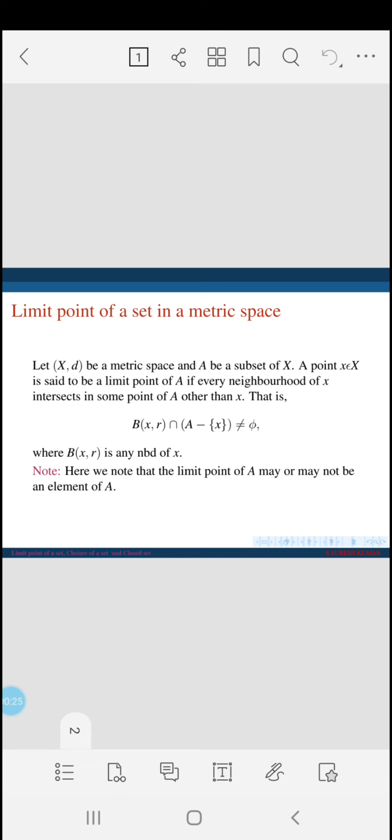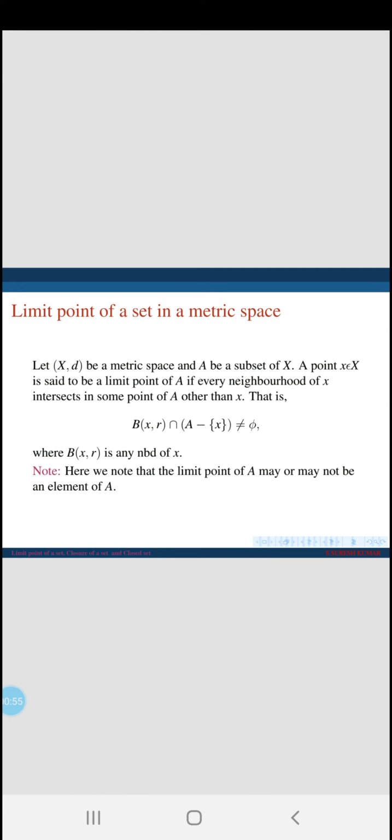Let (X, d) be a metric space. Here capital X is any non-empty set, d is the metric defined on X, and A is a subset of capital X. A point small x in capital X is said to be a limit point of A if every neighborhood of small x intersects A in some point other than small x. That is, B(x, r) intersection (A minus {x}) is non-empty.